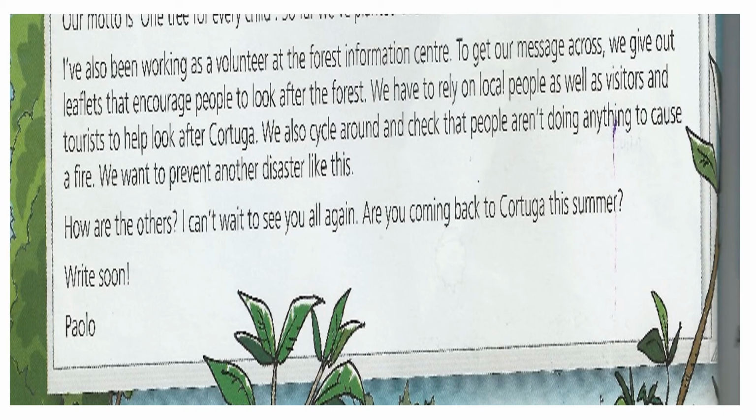I've also been working as a volunteer at the Forest Information Center. To get our message across, we give out leaflets that encourage people to look after the forest. We have to rely on local people, as well as visitors and tourists, to help look after Kortuga. We also cycle around.